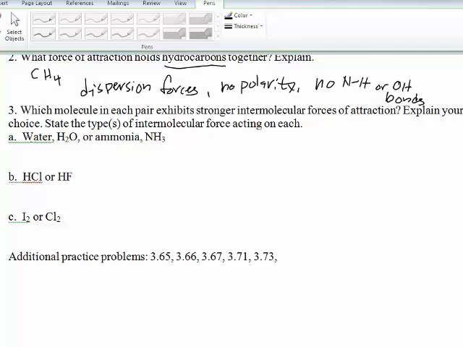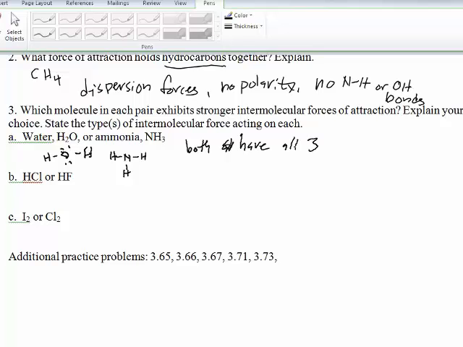And lastly, which molecule in each pair exhibits stronger intermolecular forces of attraction? Explain your choice and state the types of intermolecular forces acting on each. So here we're asked to compare water and ammonia. And if we draw water, we see that water has OH bonds, and I think we'll remember from ammonia that it has NH bonds. So both have all three. Both have hydrogen bonding, dipole-dipole forces, and dispersion forces.